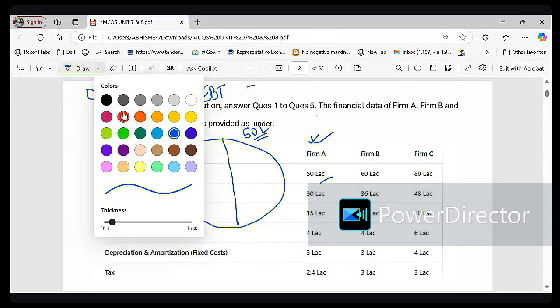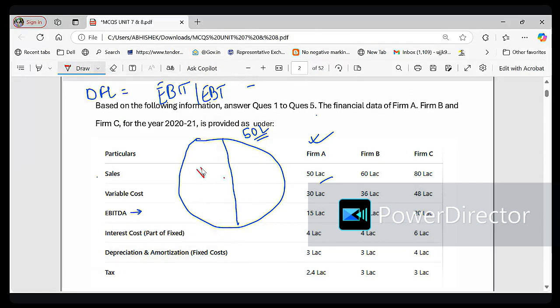I'm writing in red color. So this portion is our variable cost. Variable cost is how much? It is 30 lakh. Now can you tell me what is the contribution? So contribution is this portion, which I am highlighting by the red color. This is called contribution, right?